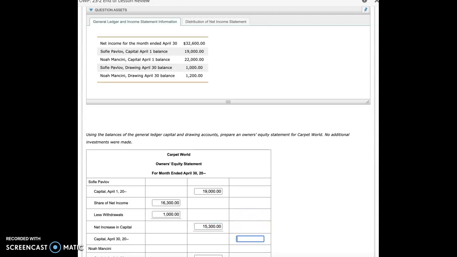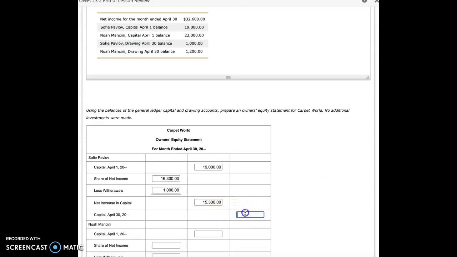And then we will have to go ahead and add those two numbers together. So we then get $34,300, and then same type of thing for Noah.